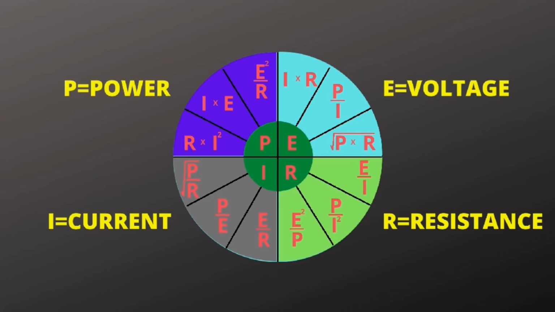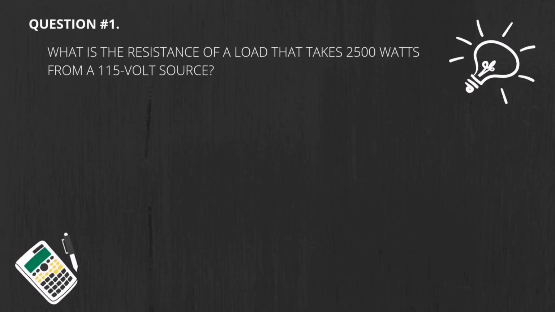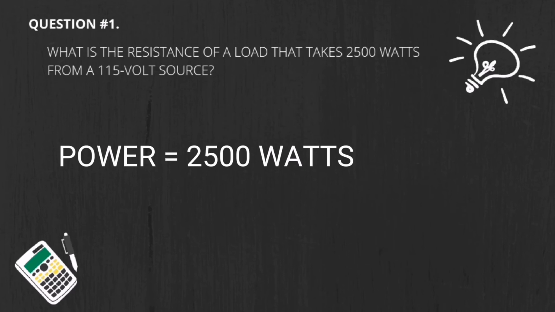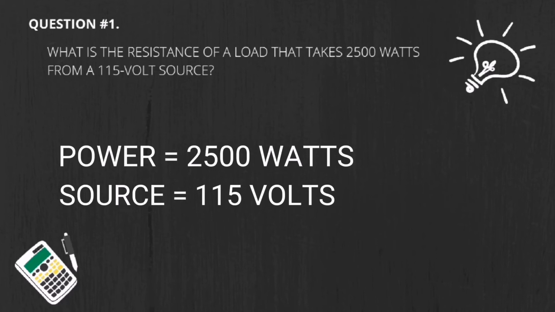Okay guys, next I will give you example problems. The number 1 question, guys: what is the resistance of a load that takes 2500 watts from a 115 volt source? Okay guys, first you have to identify what is being asked in the problem. In question number 1, it is the resistance. Guys, what are the given? First, we have the power equal to 2500 watts. Then the source, which is equal to 115 volts.